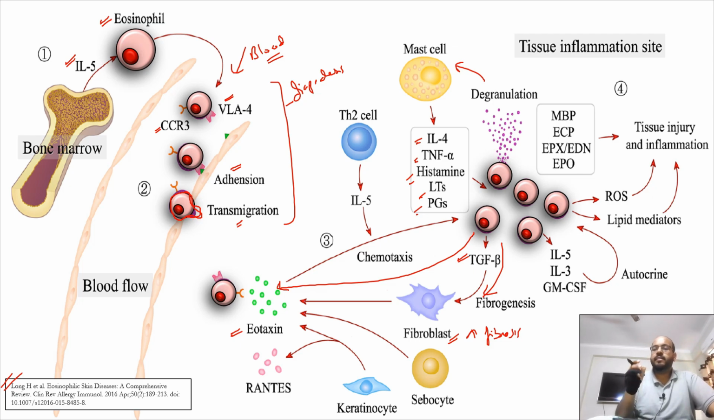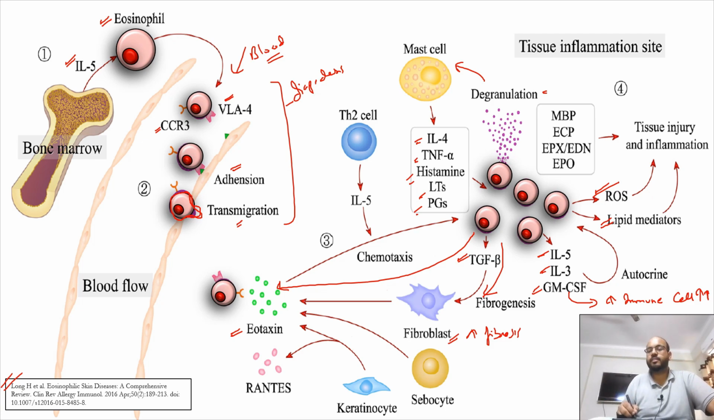Now, what exactly does eosinophil do at the site of inflammation? It will release all the granulated proteins, which we have mentioned before. It will also lead to damage by using reactive oxygen species, lipid mediators, and interleukins like 5, 3, and GM-CSF. GM-CSF is responsible for increasing immune cells. It is granulocyte, monocyte, colony stimulating factor. So they will increase immune cells, increasing the second process.